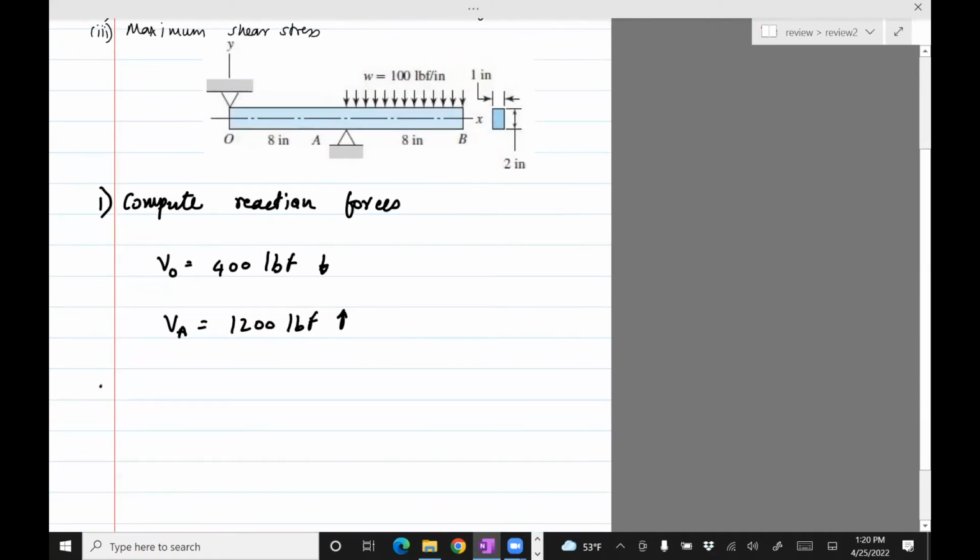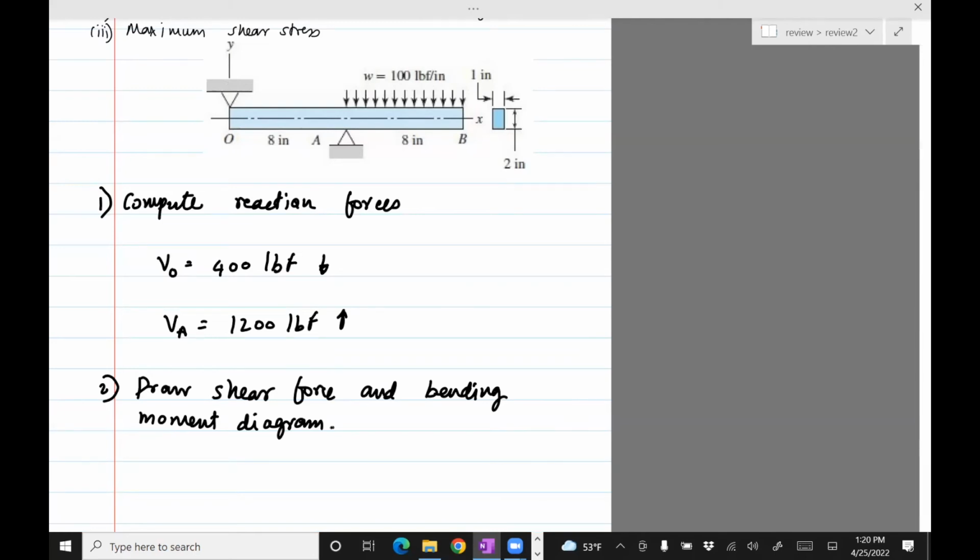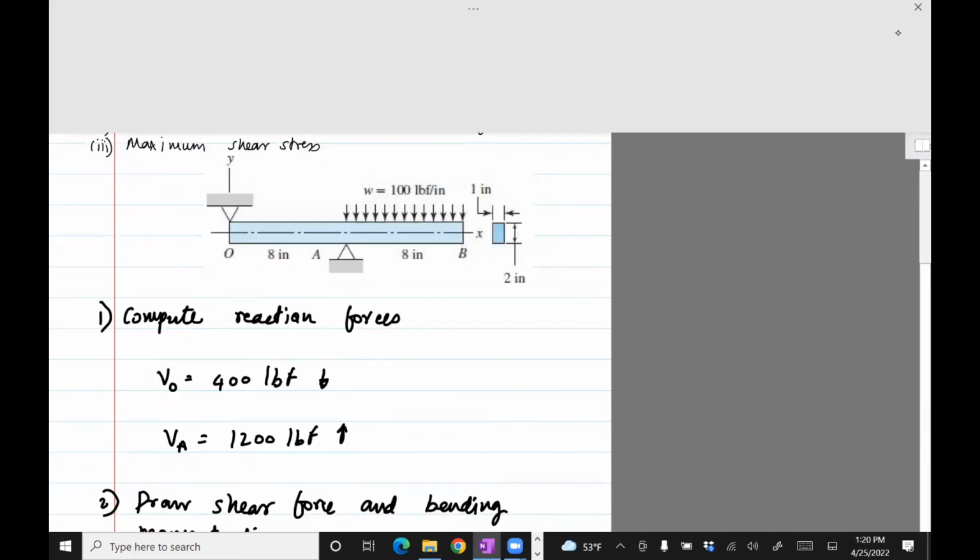This is important. Second is draw the shear force and bending moment diagram. Again, I think this is something which you should be good at, and I don't want to spend my time doing this. So I will just draw the shear force and bending moment diagram, and then we'll jump onto the actual questions.